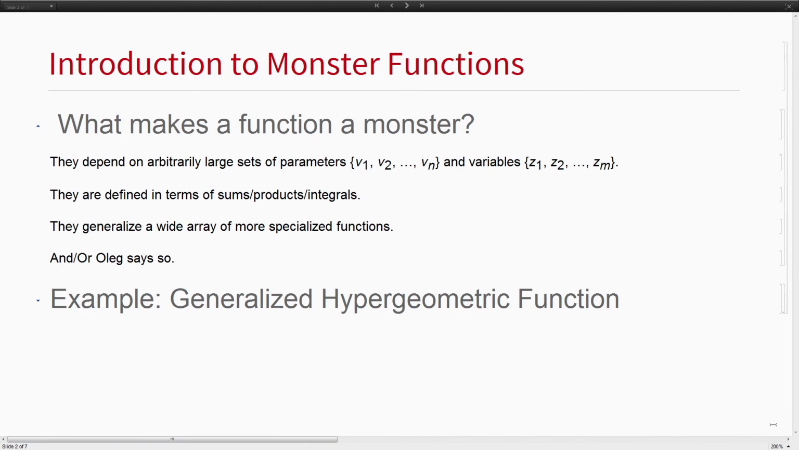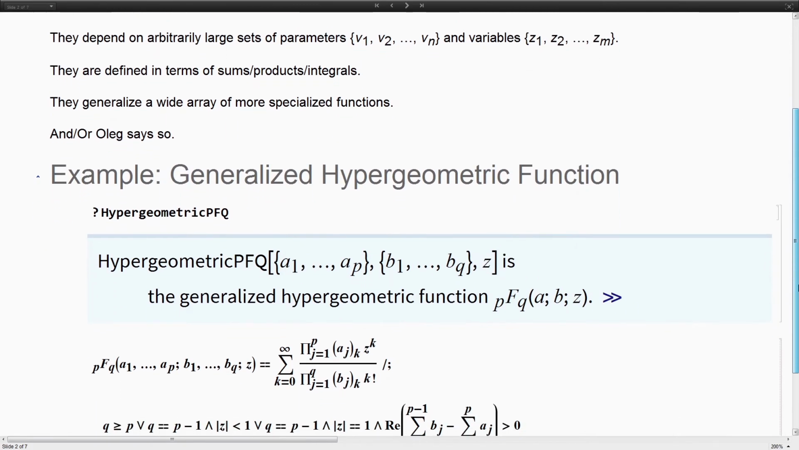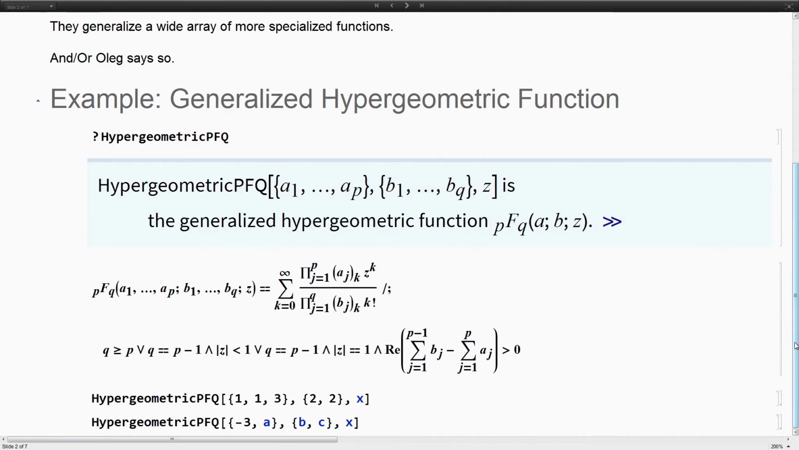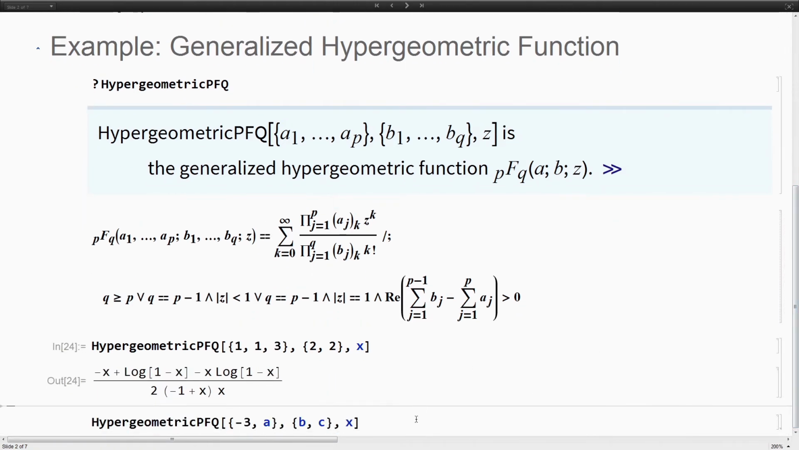But if we go to more complicated functions, to hypergeometric functions, we see lists of variables. The hypergeometric PFQ function has two lists of variables, of lengths P and Q. It is a very big function which includes many particular cases, including these elementary functions. And I can call this function a monster.